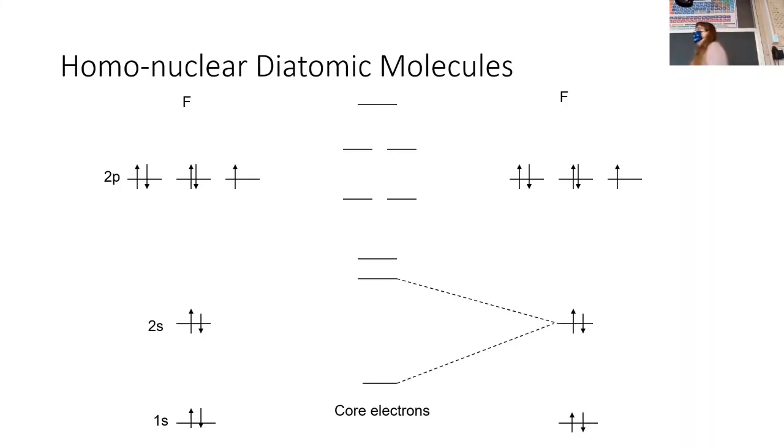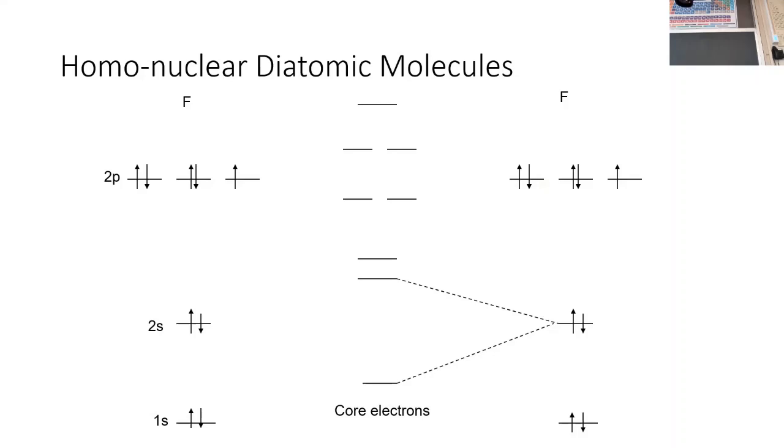And then remember that our parallel p orbitals can either go up and down, or they can go in and out of the page. We have two sets, and they're equal in energy to each other. So we have two sets of bonding and two sets of antibonding.